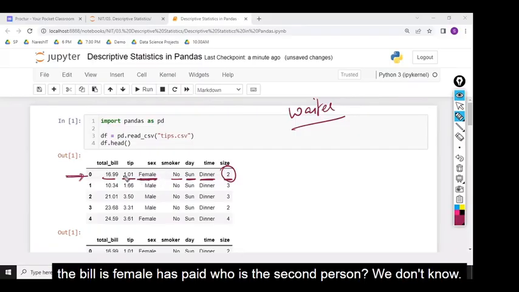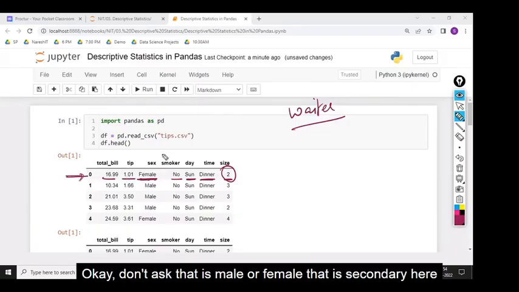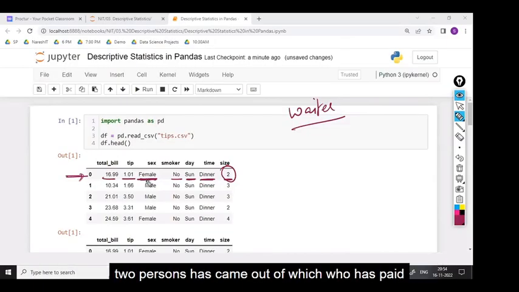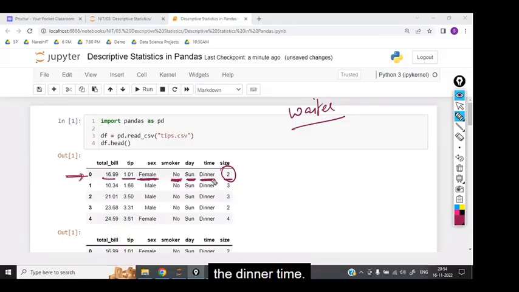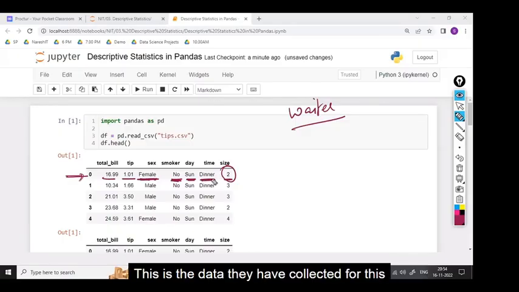Who is the second person? We don't know. Okay, don't ask. Whether that is male or female is secondary. Here 2 persons came, out of which the one who paid the bill is female, and that female who paid the bill is a non-smoker, and they visited on Sunday at dinner time. This is the data they have collected.